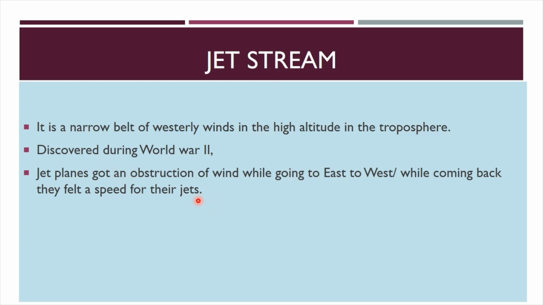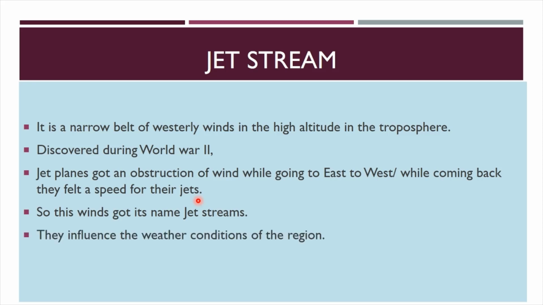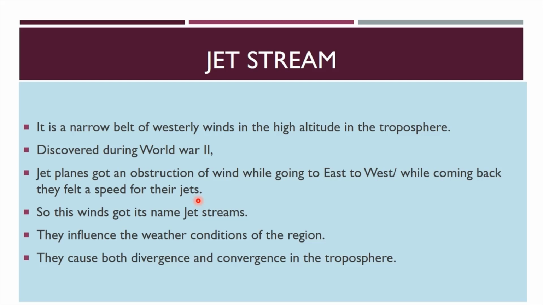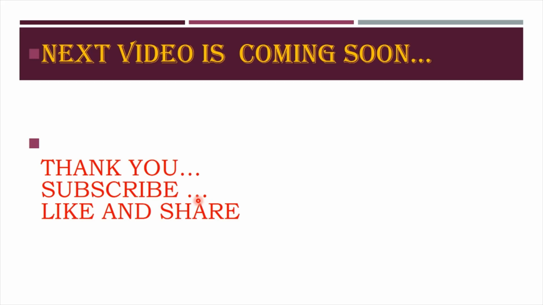So these winds got the name jet streams. They influence the weather condition of the region. Weather conditions may vary with the appearance of the jet streams. They cause both divergence and convergence in the troposphere. Okay, it is at a very great height. This occurs in very high areas, but it is even influencing our weather conditions. Okay, the next video will be coming soon.